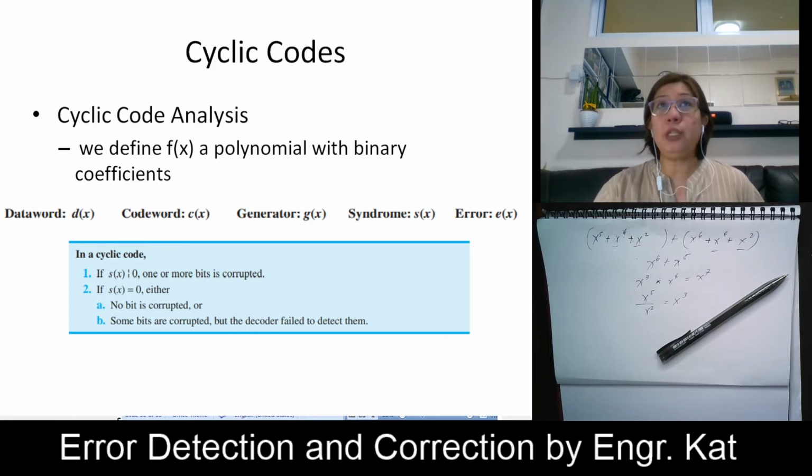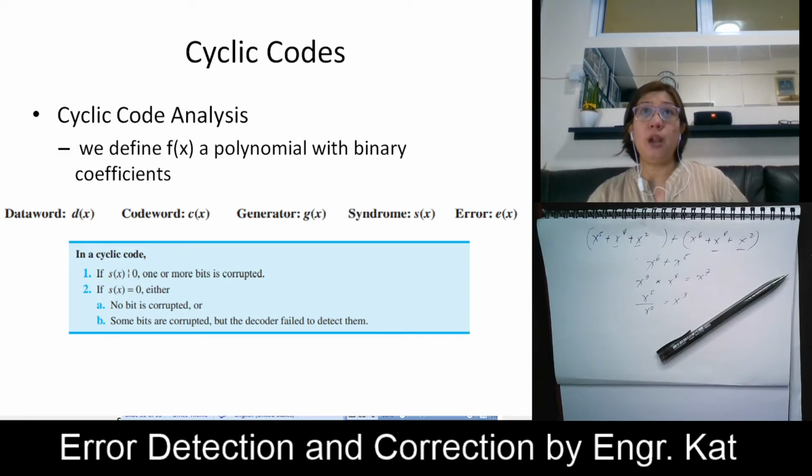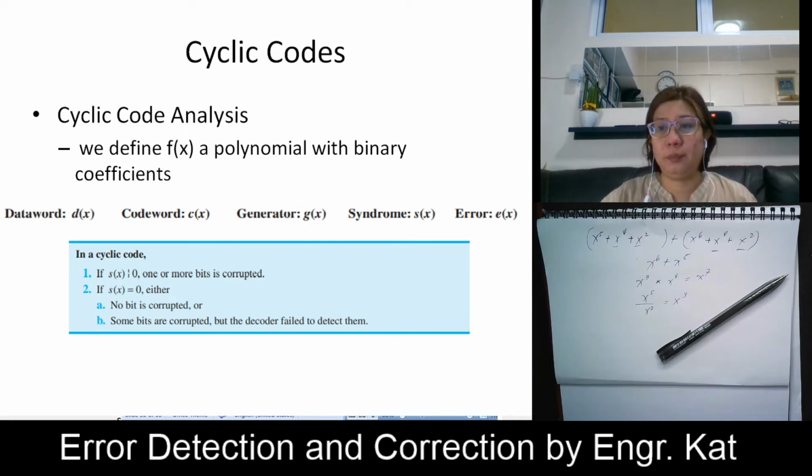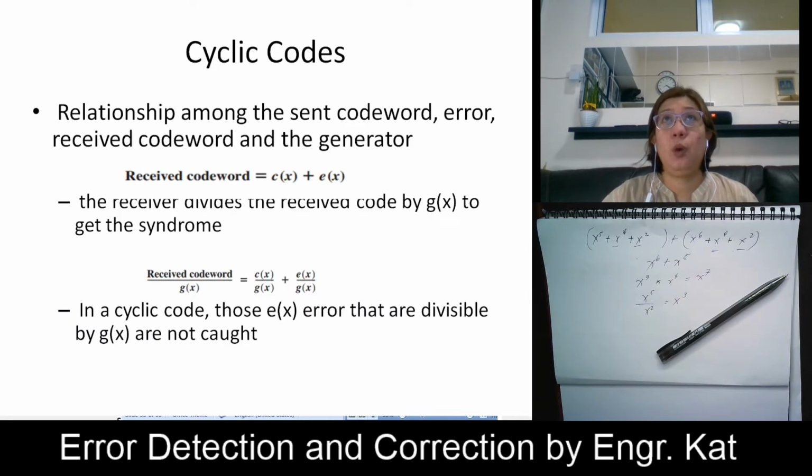So always remember in a cyclic code, if s of x, the syndrome, is not equal to 0, one or more bits are corrupted. But if your syndrome is equal to 0, it's either no bit was really corrupted, or some bits are corrupted but the decoder failed to detect them. This shows the relationship.